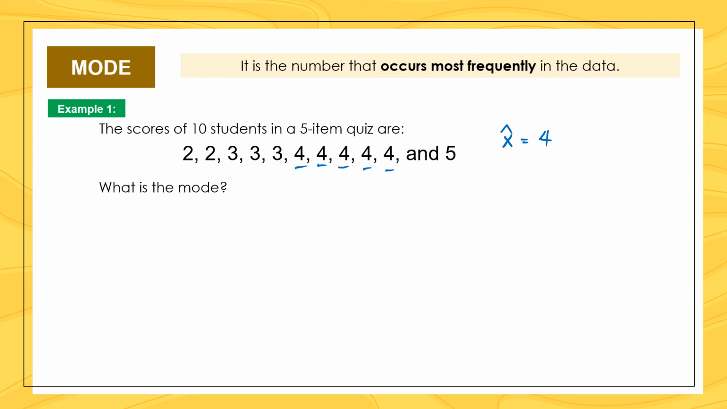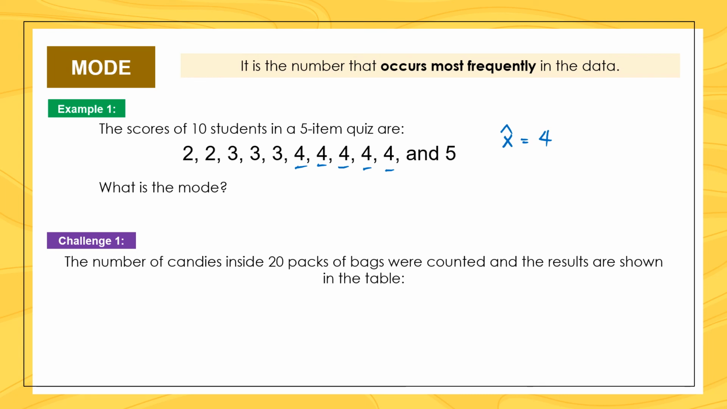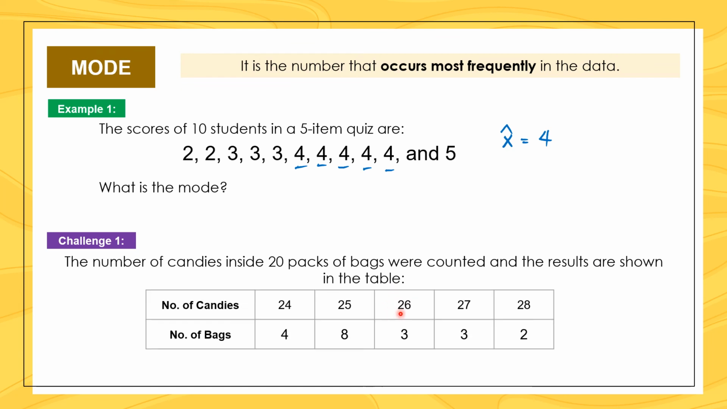Okay. Next, we have another challenging question here. Since mode is really easy, I didn't give any other example. Proceed agad tayo with the challenging question. The number of candies inside 20 packs of bags were counted and the results are shown in the table. We have this table. So what is the mode in this example? You may pause this video.